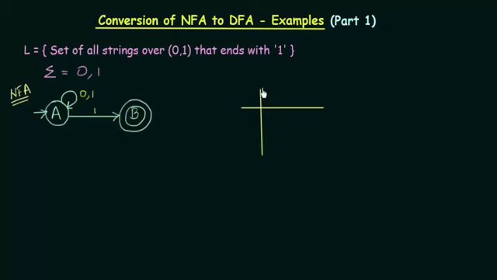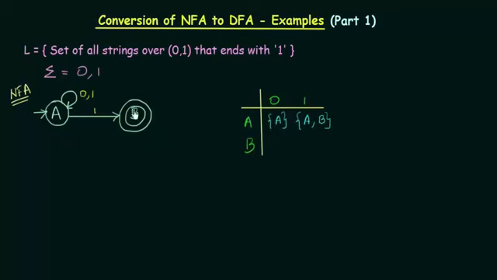So what will be the elements in my state transition table? I'll have my inputs 0 and 1 here, and here I'll have my states, which are A and B. A on getting input 0, where does it go? It stays in A itself. And A on getting input 1, what happens? It stays in A itself, and also it goes to B. It has two transitions, so that is why I'm using this set notation here, A comma B. A on getting input 1 goes to both A and B.